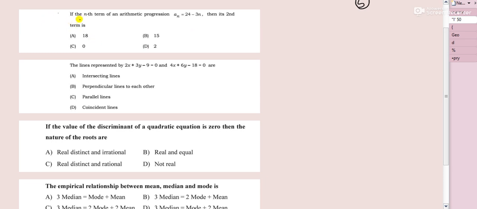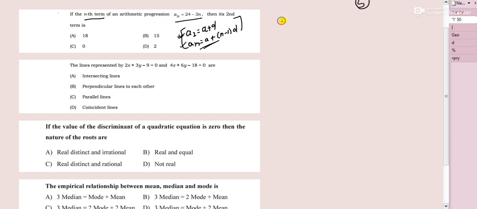So here is the first question: if the nth term of an AP, an, is equal to 24 minus 3n, then its second term is dash. So most of you might write this formula: a2 is equal to a plus 1d, or an is equal to a plus n minus 1 into d. Don't do that in such questions. This you can apply for 3 marks, 2 marks, or 4 mark question, but for 1 mark they have already given the nth term.